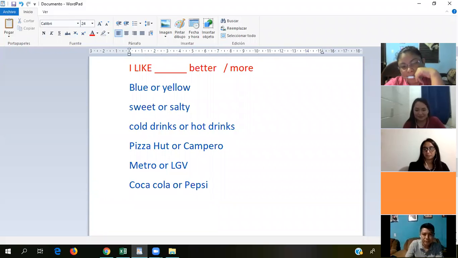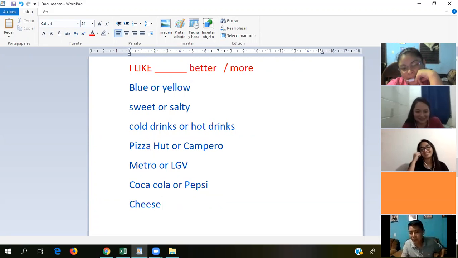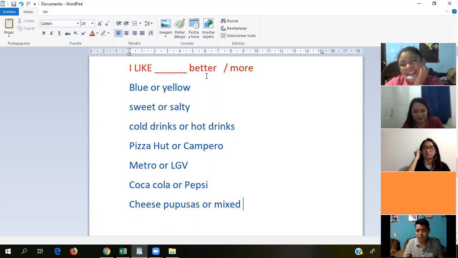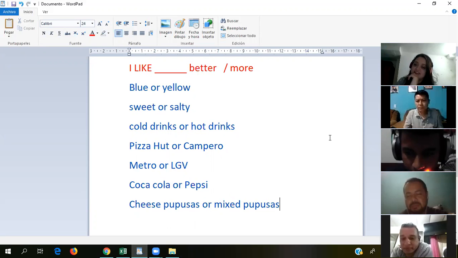Help me make one more comparison. One more. A Salvadorian one. Chicharrón. Cheese pupusa. Revuelta. Okay, mix. Pupusa loca. I like cheese pupusas. No, what do you like better? Cheese pupusas or mixed pupusas? Teacher, it's correct to say I like pupusas more. I like both of them. Mixed pupusas better. Uh-huh. Better. Yes, you can say that. But it's correct. We're practicing that.